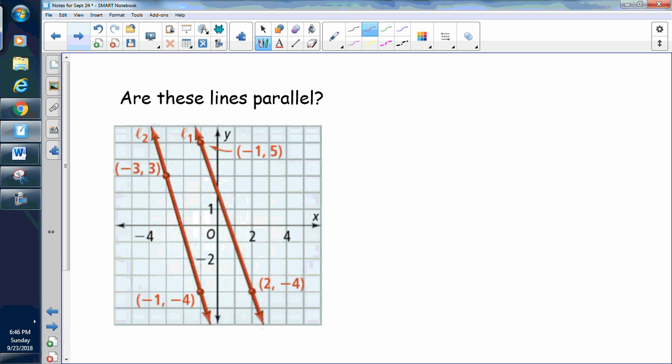Okay, are these lines parallel? So we have line 1 and line 2. We have a couple points on each line. So for line 1, we can find its slope by doing change in y over change in x. So in line 1, the y values are 5 and negative 4. So we can write negative 4 minus 5, take the second y minus the first y. And then our x's, it would be 2 minus negative 1. So we have negative 9 over 3. This slope is negative 3.